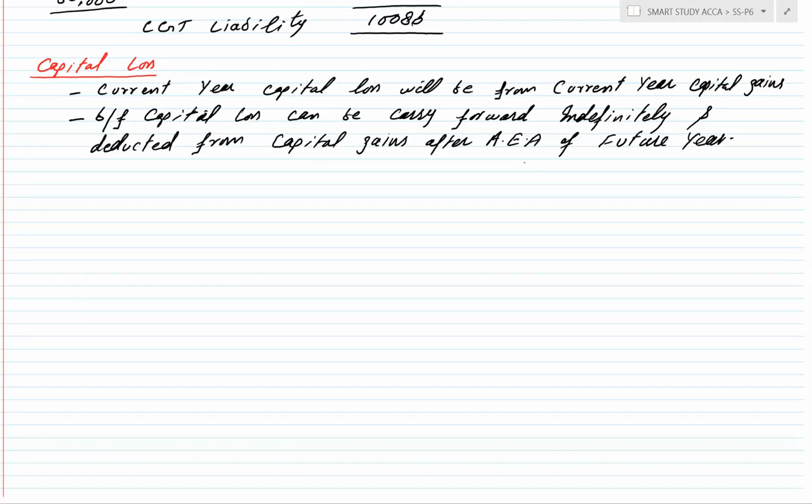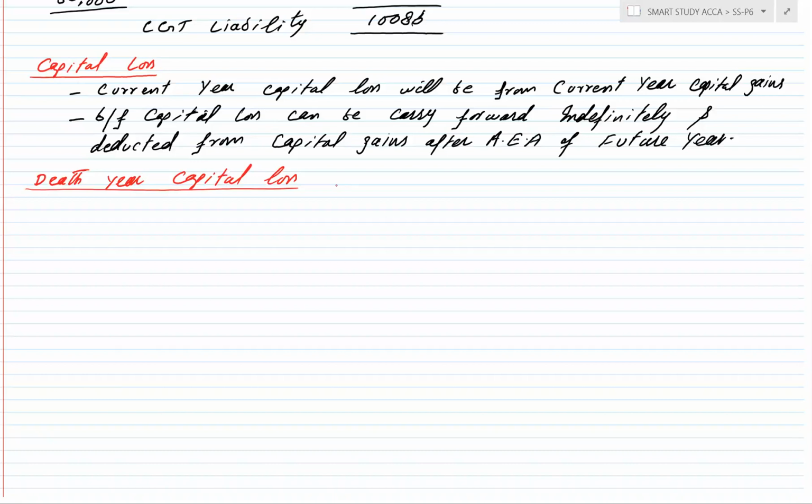There are a few other points related to capital losses. One is death year capital loss. Students, as we have discussed earlier, CGT is a lifetime tax and CGT is not applicable after the death date of an individual. And now I'm saying death year capital loss. If CGT is not applicable after the death date of an individual, it means we are not going to calculate any capital gain or losses. So what is the meaning of this statement then?